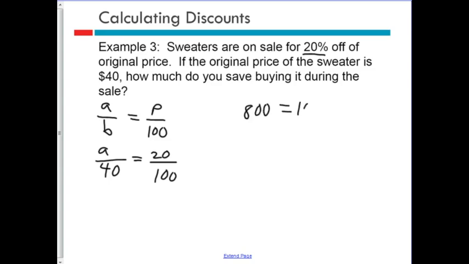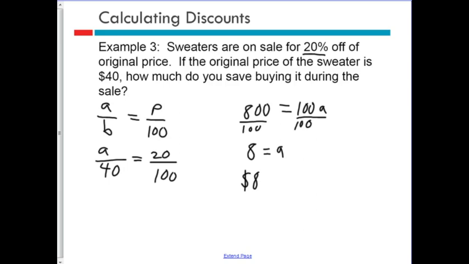equals 100A. And what you'll notice in all these problems where you're looking for a percent off the whole is you often end up with this 100 times A. You can divide both sides by 100, or you can just cross off zeros on both sides as I showed before, and you get A is 8. Now what does that mean? That does not mean the sweater costs $8.